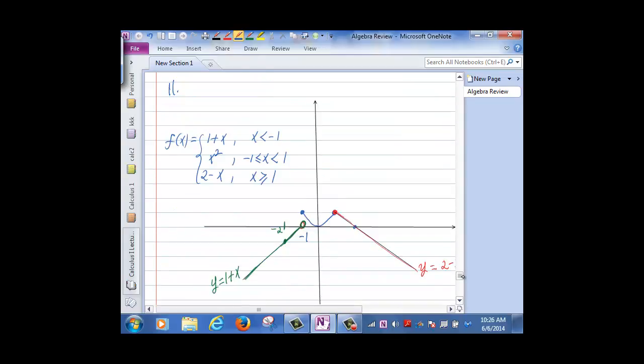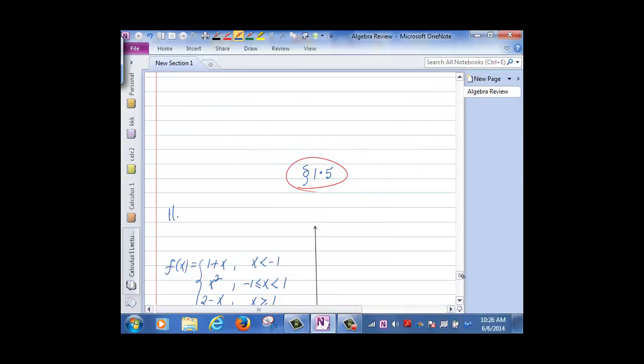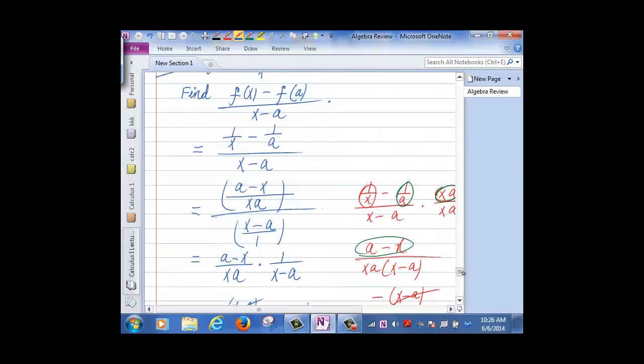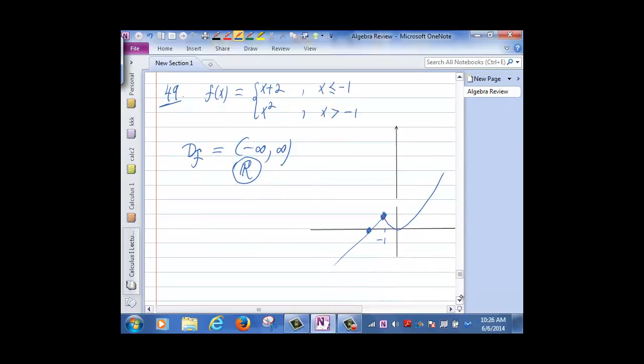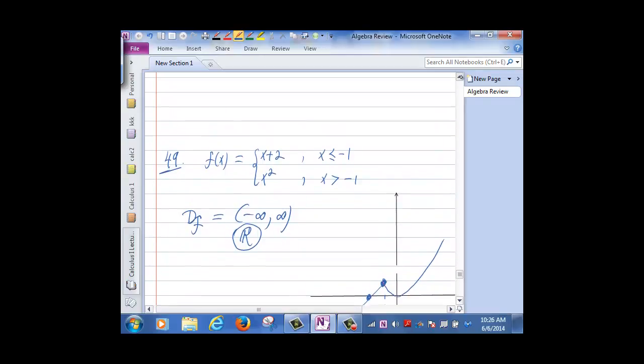By the way, if I look at this graph here, is this function continuous everywhere? It is continuous everywhere. Okay.